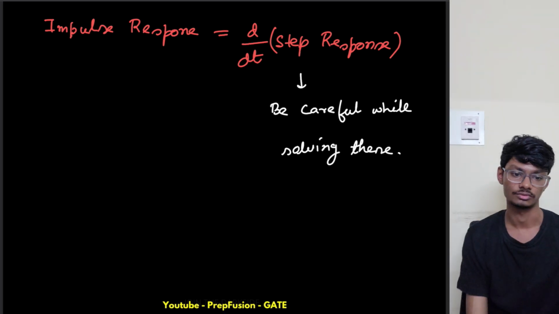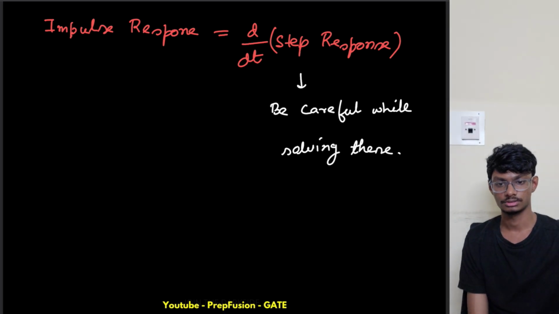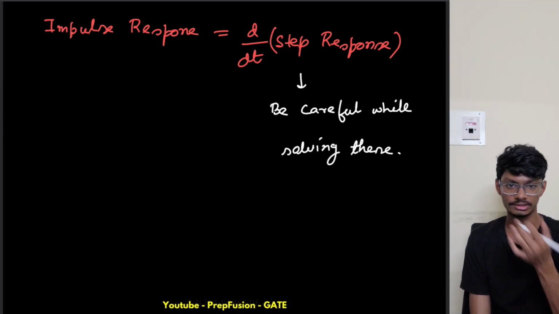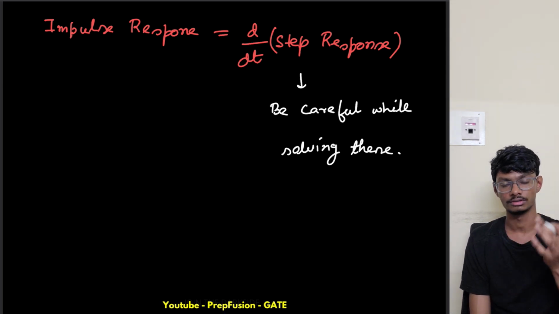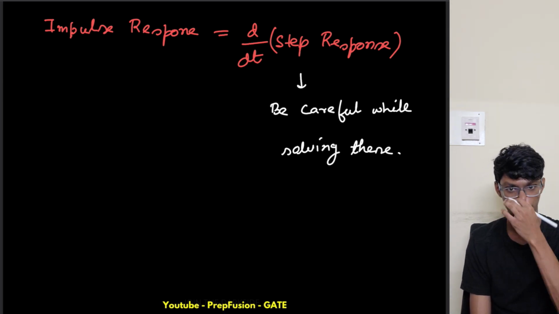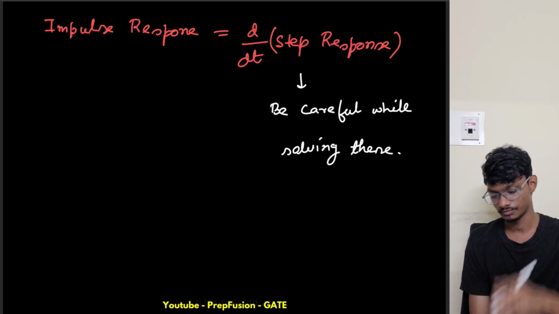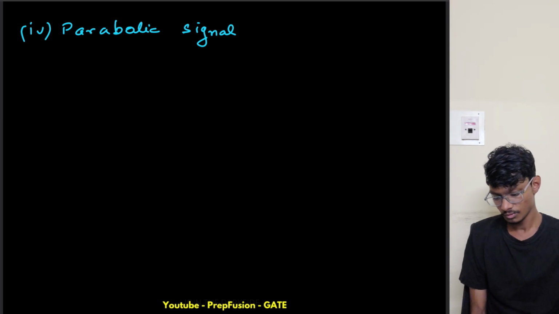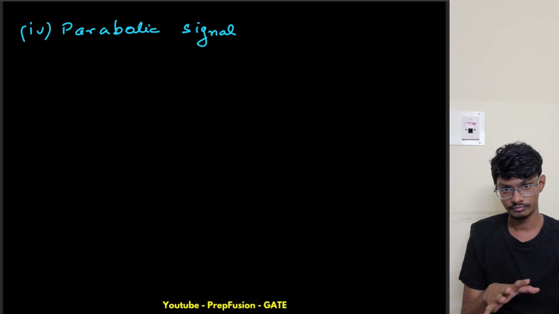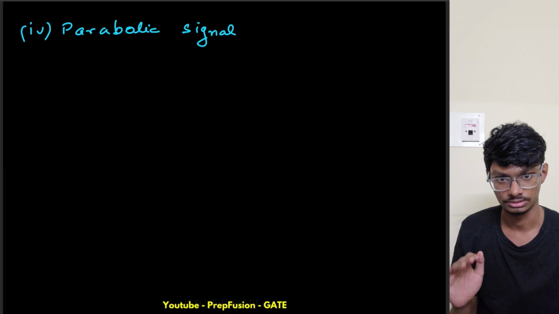Okay, by solving this, yeah, this is the step response. Now there is one more signal, so just note it down, you don't need to understand it right now. I will explain it in the next few lectures. So now let's do the parabolic signal. I will not prove how it came, but I'll just write down the form.